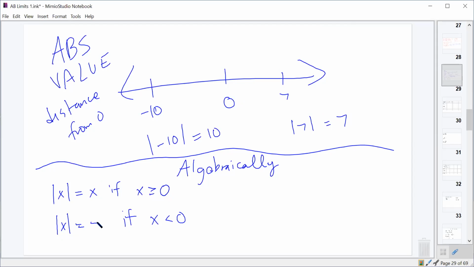Negative x. Right, it's the opposite of x. The absolute value of negative 10 is the opposite of negative 10, which is 10, because x is less than 0. We have to take the opposite of it to find that distance from 0. So this algebraic definition of absolute value is really important in solving some of these calculus problems.